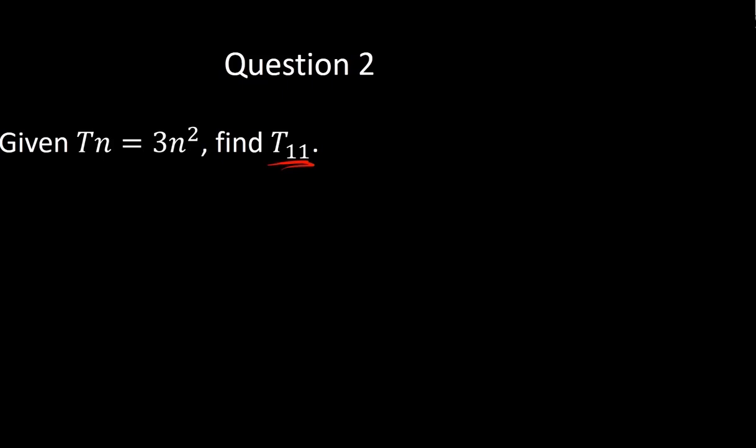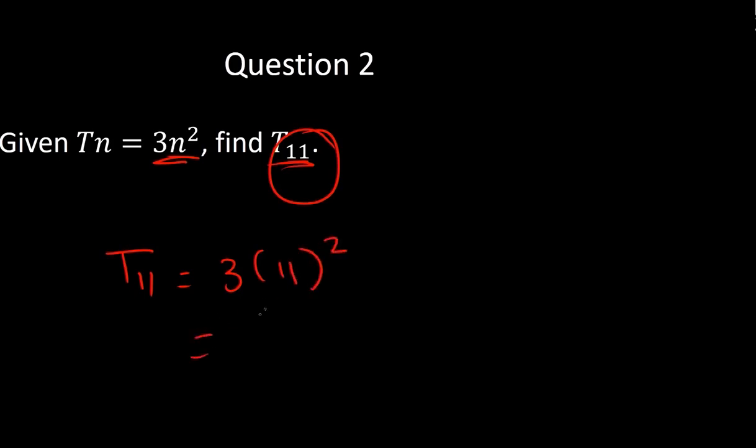So in other words, we know what n is. So all I'm going to do, because I've got the general term, I'm simply going to substitute 11 in place of n. And I'll get 3 times 11 squared. So it's 3 times 121. And what does that give me? 363.